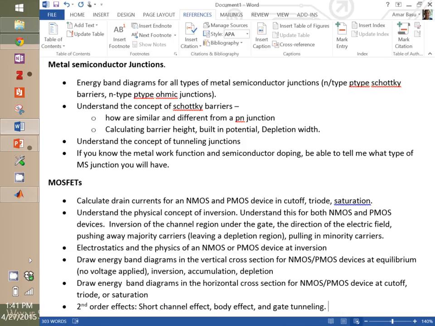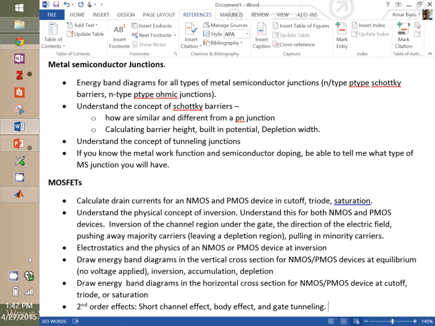How about the body effect? What is the body effect due to the MOSFET? Which parameter does it change? Changes the threshold voltage, exactly. And how about gate tunneling? Yes, that's when the oxide is too thin. But what performance parameter does that change? I don't know if we mentioned it, but it's called leakage current.